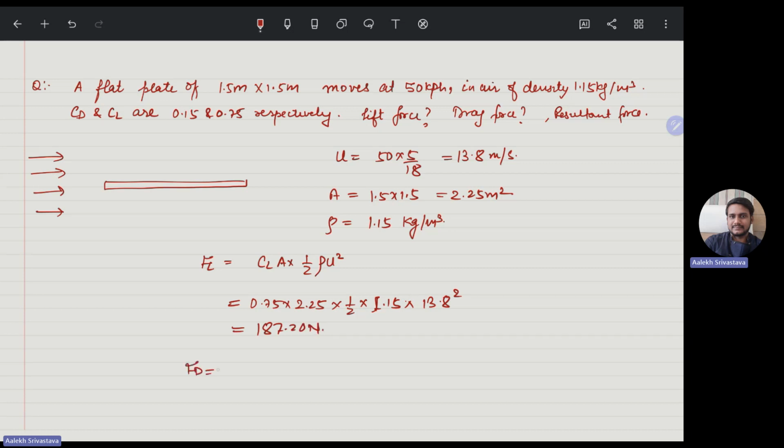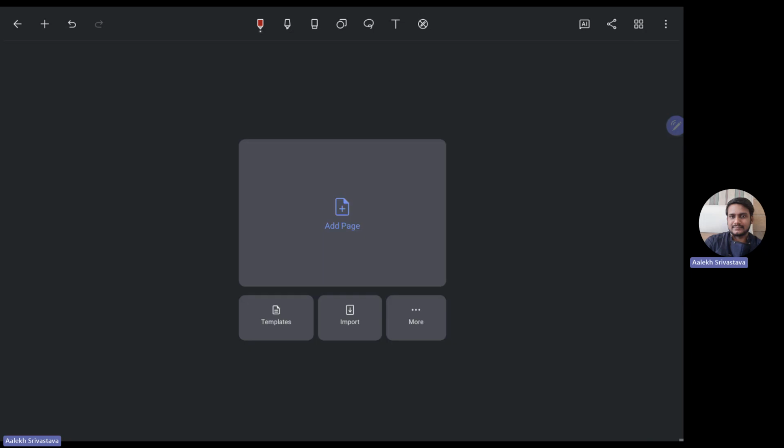And the drag force is CD into half rho U square into A. If you put in every value, you will get FD of 37.44 Newton. And the resultant force is FR equal to the square root of FL square plus FD square, which is 190.85 Newton. So in this way, you can get the values, and then we have another question.